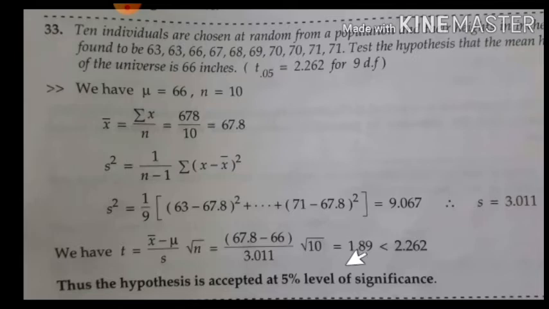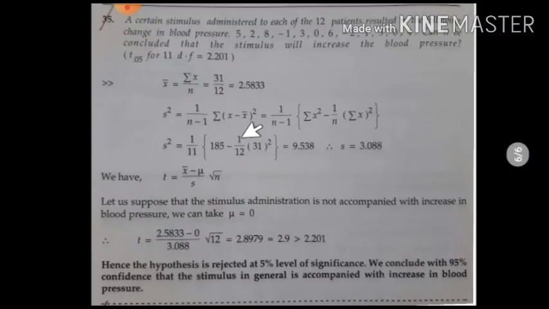2.262. So the calculated value of t is less than the table value. If t is less than the table value, we need to accept our hypothesis. So what is the hypothesis we have taken? The mean height of the universe is 66 inches. So we accepted the hypothesis. Next.